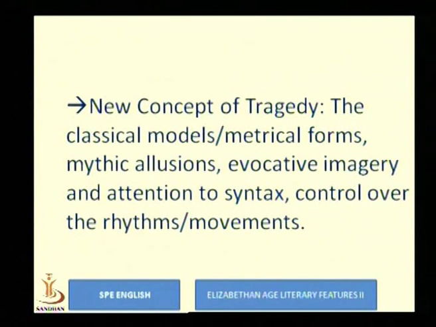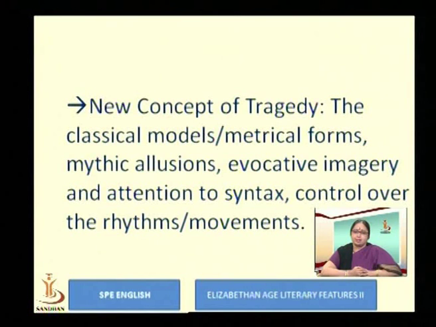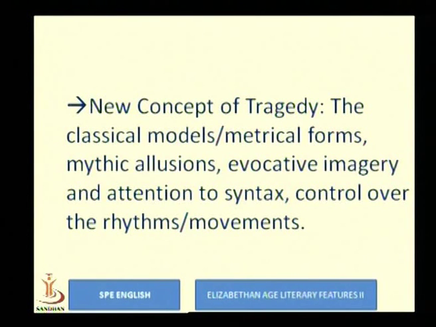Now there's also this tragedy as a form that developed. A new concept of tragedy came into existence. You will find that the classical models were being redone here. They were being brought back through the university wits, and there were metrical forms in the drama. There were mythic allusions, there was evocative imagery and attention to syntax, control over the rhythms and movements. Now these are a few things which were probably found in the tragedies of the Elizabethan age.